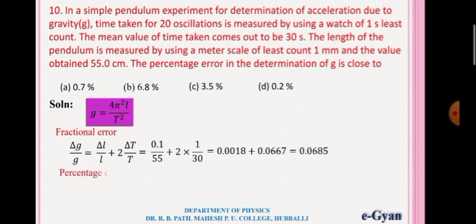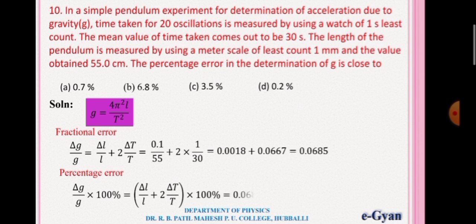Now the percentage error is delta g by g into 100%, which is equal to delta L by L plus 2 into delta T by T into 100%, that is equal to 0.0685 into 100%. Rounding off the number, that is equal to 6.8%. This value matches option B, hence option B is the correct one.